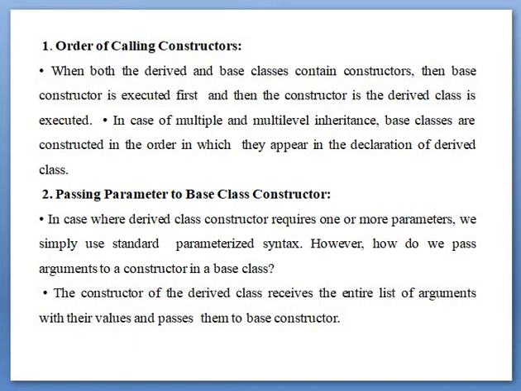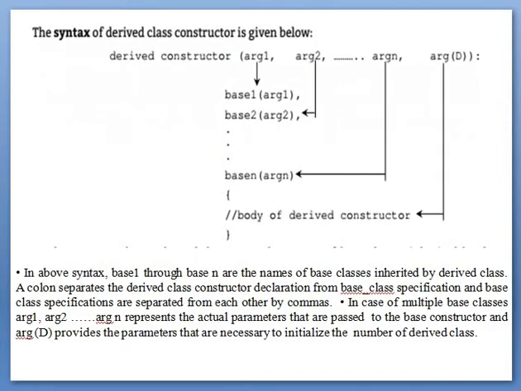Second is passing parameters to the base class constructor. In the case where the derived class constructor requires one or more parameters, we simply use the standard parameterized syntax. The constructor of the derived class receives the entire list of arguments with their values and passes them to the base constructor. Now we will see the syntax of the derived class constructor.